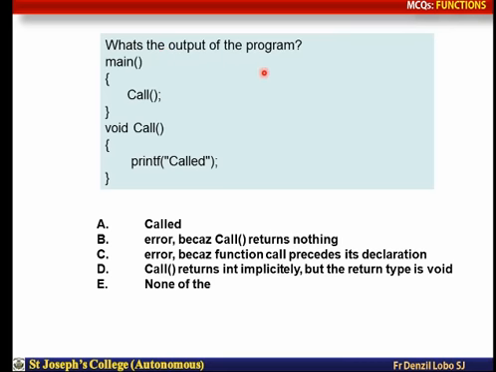Let's go to this. What's the output of the program? Again, you have got a function here called printf call. You are calling that function in main. So what is the answer? Is it going to be called, or error, or call returns implicitly, but the return type is void? It is called. It is going to print this, called, here when you call this function.